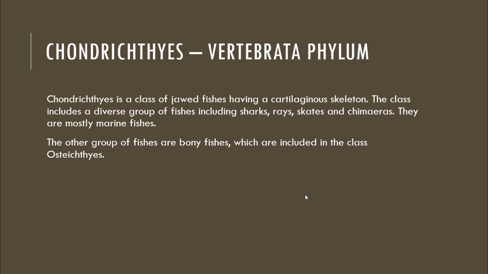Chondrichthyes is a class of jawed fishes having a cartilaginous skeleton. Actually, when you come to the whole chordata, you have the jawless fishes and the jawed fishes. So the jawless fishes are called agnatha, while the jawed fishes are called gnathostomata. Just know that jawed fishes are called what? Gnathostomata. Let me edit that so that you know how to spell it too.